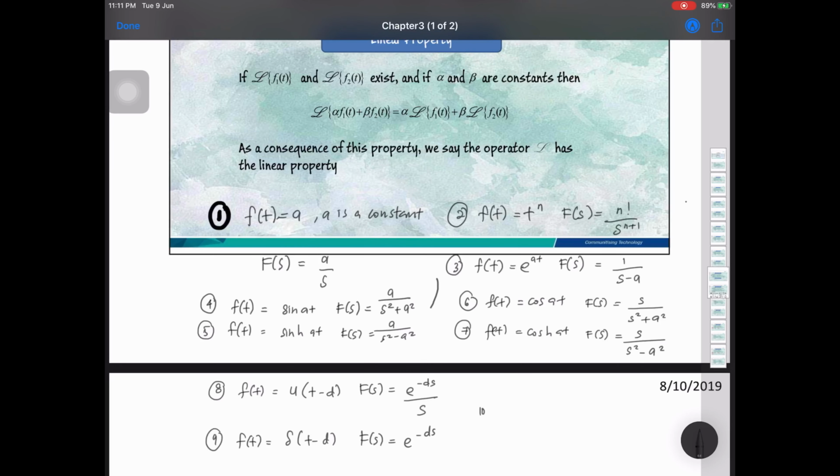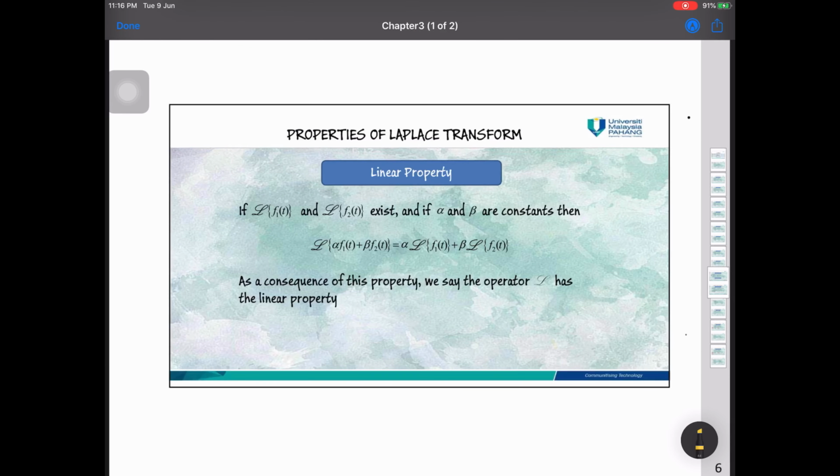And the last one, whenever you have your function f(t) equal to the delta function of t, your F(s) will always be equal to 1. So this is what we learned before about the Laplace transformation. Today we will look into 2 properties of the Laplace transformation. Now let's have a look at our first property of the Laplace transform.